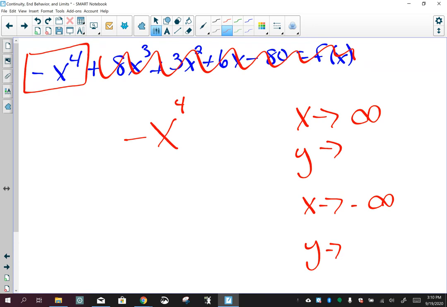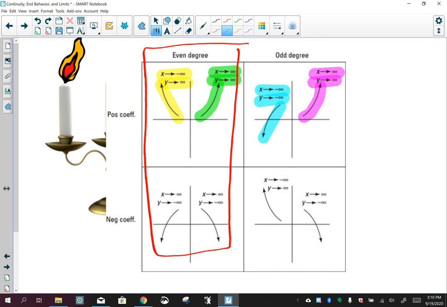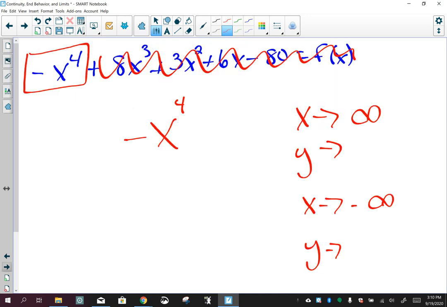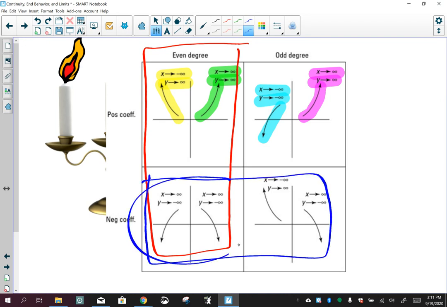So I know I have an even exponent. If I'm going to go back, I know I'm going to look at specifically this column here. So I have an even exponent, and my coefficient, which sits in front of that x value, is negative. You have to remember that this is really a -1 sitting right there. So I have an even exponent and a negative coefficient. So here's my negative coefficient down here. So this is the box I'm going to use.